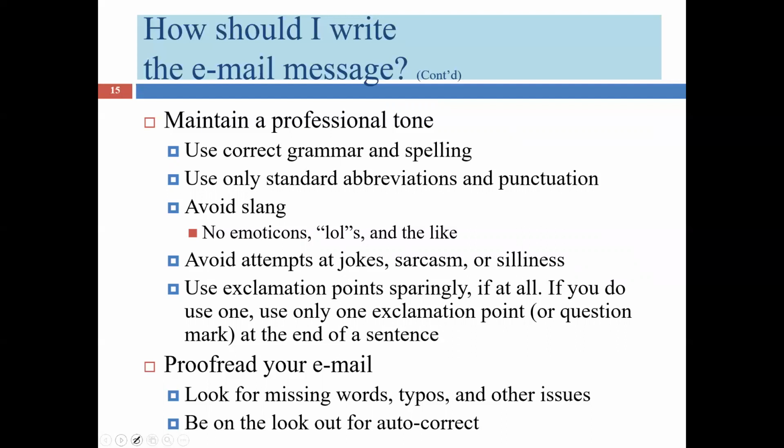If grammar isn't your forte, then use the aspects of Microsoft Word that will identify the errors that you have and help you correct them. Some email systems have those things, some don't. So use external tools if that isn't your strong suit. You're only going to want to use standard abbreviations. If you're referring to NASA, you don't have to write out the National Aeronautics Space Administration. You can use NASA. But if you want to refer to a deposition, don't say depo in an email. Go ahead and write out the word deposition.